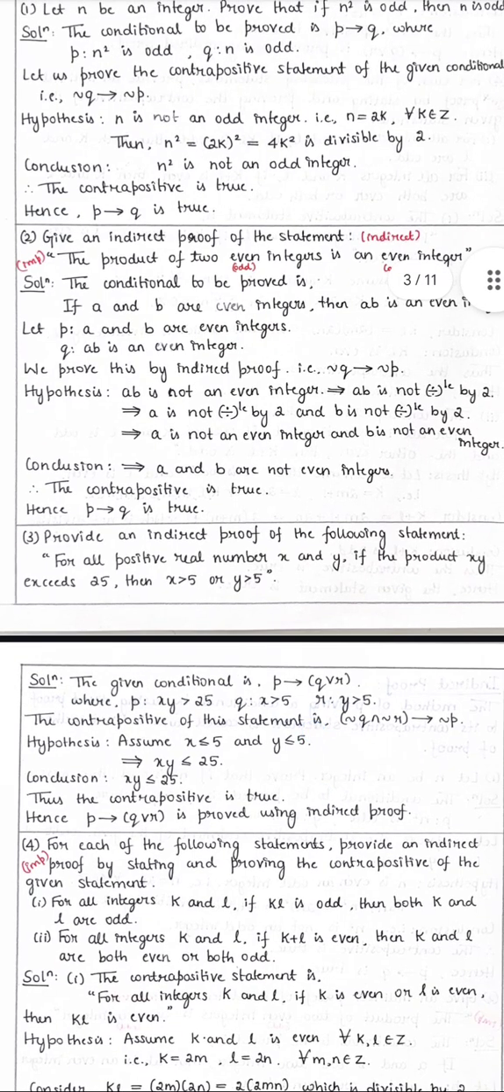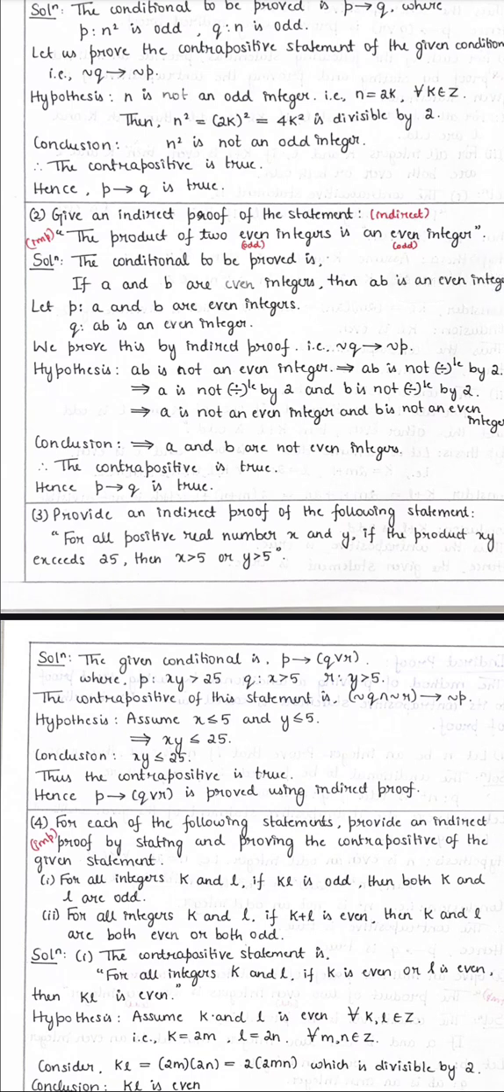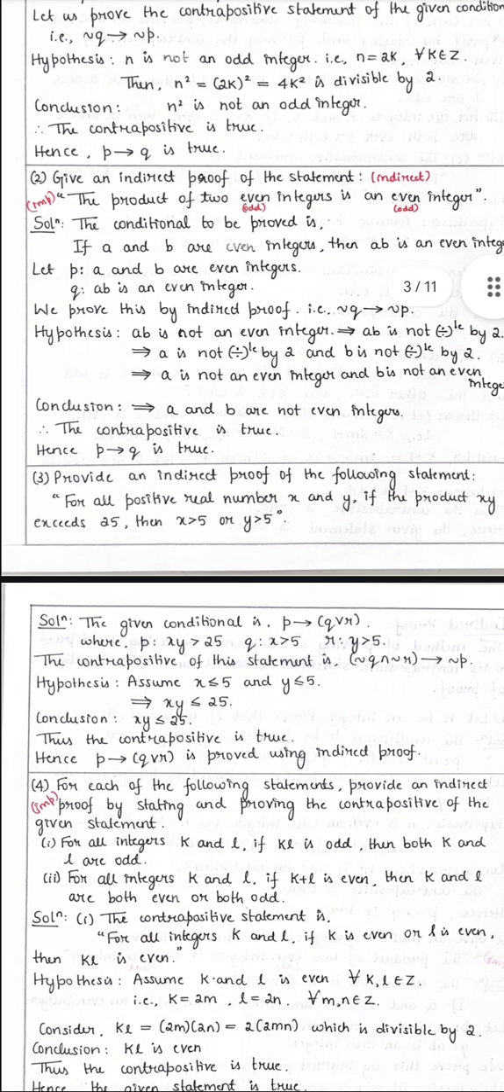Give an indirect proof of the statement: the product of two even integers is an even integer. So if a and b are even integers, then ab is an even integer. So let us have p equal to a and b are even integers, and q is ab is an even integer. So we have to prove it by indirect proof, the contrapositive.